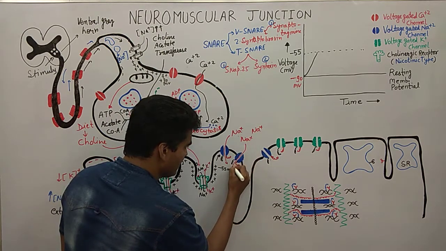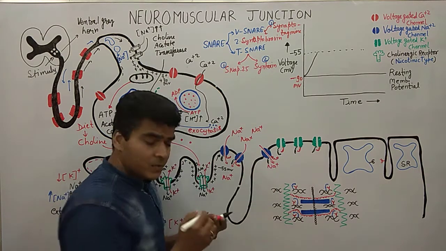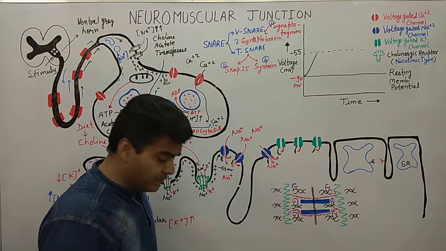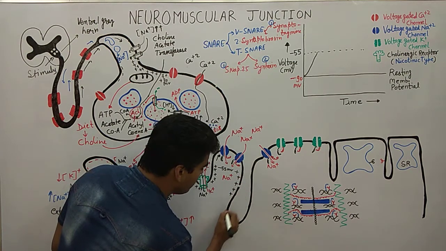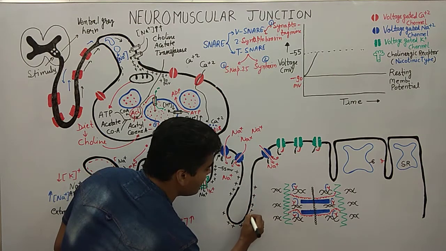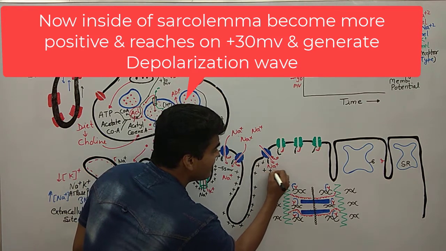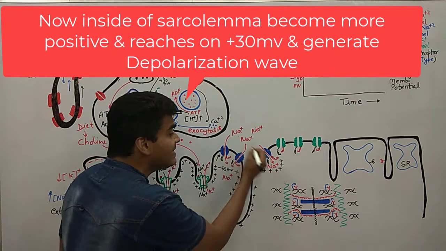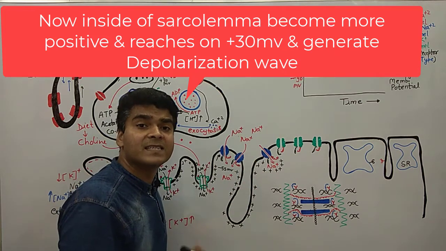Okay, this is how सोडियम विल मूव दिस साइड. ओके, सो अब और ज्यादा सोडियम आ रहा है, मीन्स इट जनरेट मोर पॉजिटिव चार्ज. So this area become more positive. इस तरह से ये area और ज़्यादा positive हो जाएगा. Clear everyone? Now this area reaches up to the plus 30 millivolt and it generates a depolarization wave. It generates what? A depolarization wave.